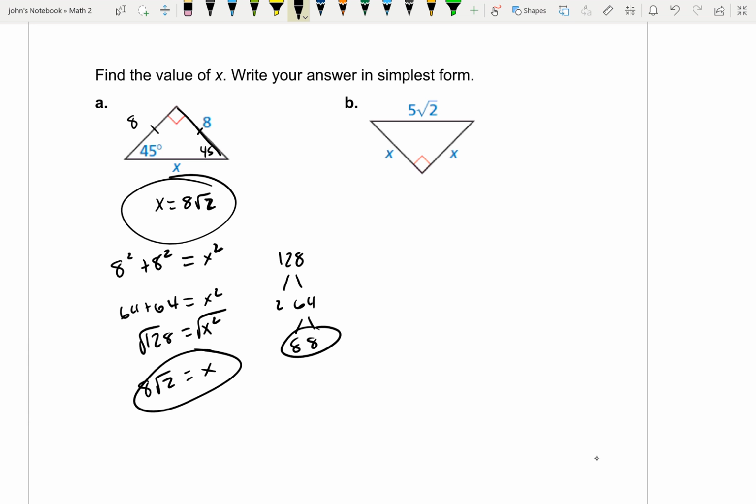That's the same answer we got up here, but I hope you all agree this is a whole lot easier if I just know that ratio. So if I know one of the legs, I times by the square root of 2 to get the hypotenuse.